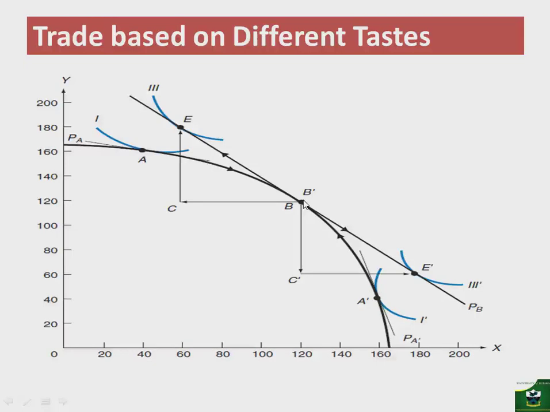And at point B or B prime, the terms of trade in nation 1 equal the terms of trade in nation 2. So at this point, then it means that nation 1 will export 60X and import 60Y and consume at point E. Whereas nation 2 will export 60Y and import 60X and consume at point E prime. So you will notice that the trading possibility line here is the same, and therefore all indifference curves lying on this line have the equal relative commodity prices, but the tastes are different.